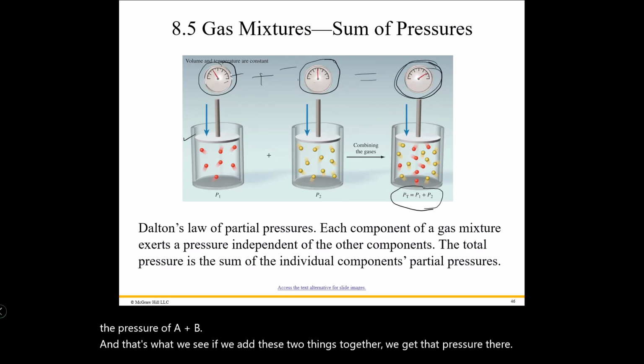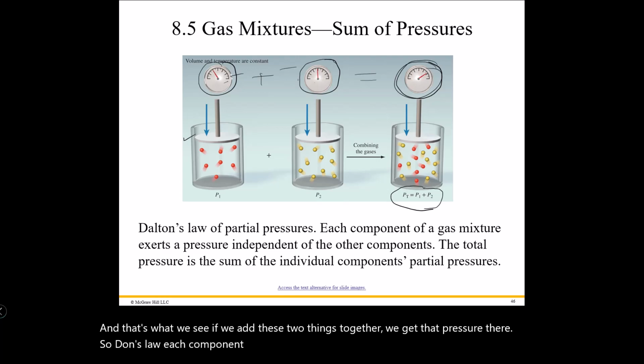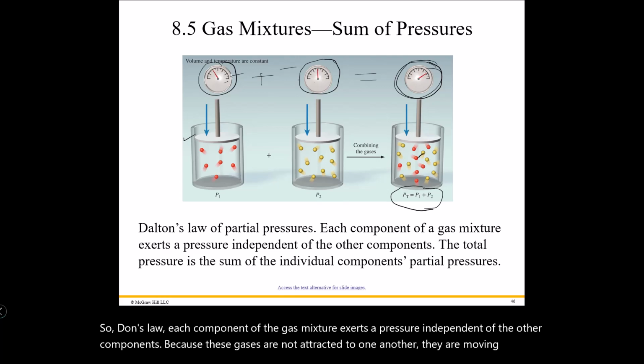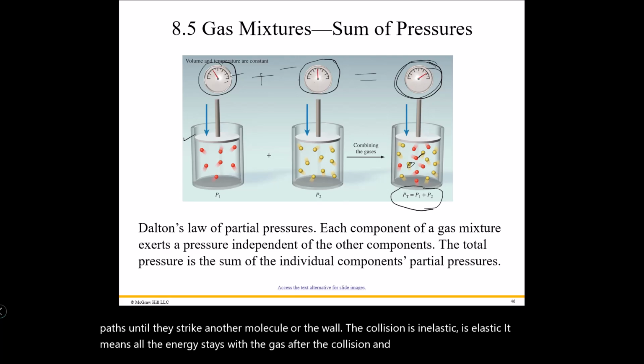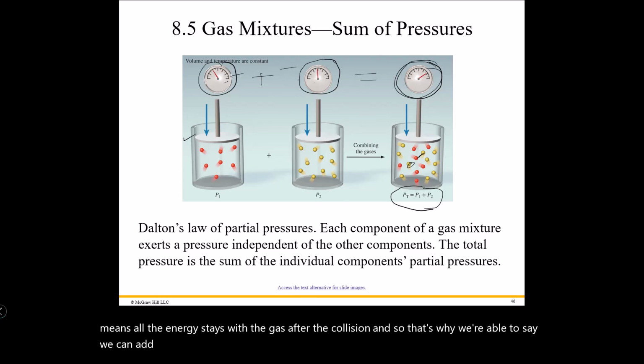So Dalton's law: each component of the gas mixture exerts a pressure independent of the other components because these gases are not attracted to one another. They are moving in linear paths until they strike another molecule or the wall. The collision is elastic. It means all the energy stays with the gas after the collision. And so that's why we're able to say we can add gas A to gas B and the pressures are additive.